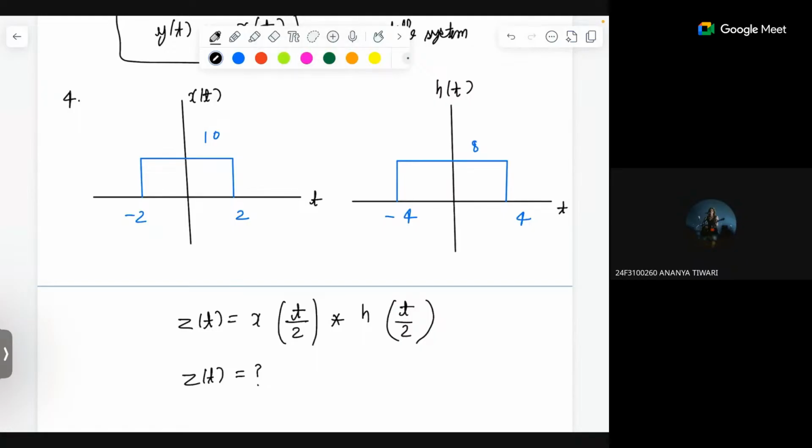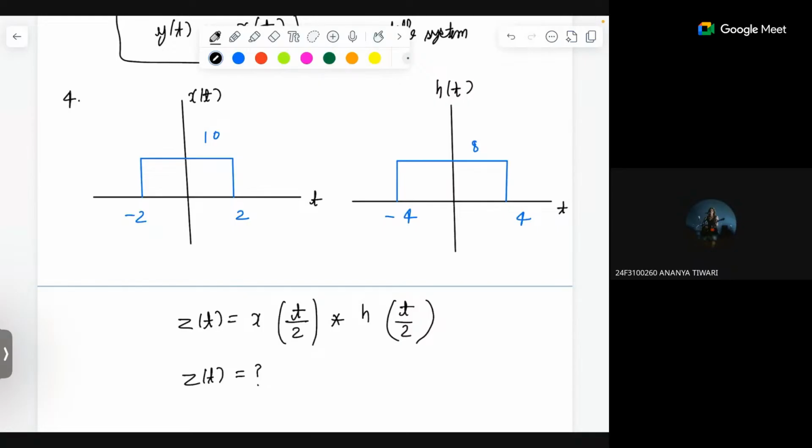Yes, ma'am. Okay, start solving. Before you start, tell me what is the width of x of t, 4, and of h of t. 8. Now, Diksha, when widths are different, do we get a triangular signal or a trapezium? Ananya, you tell me. Trapezium. Yes, we get a trapezium. So now you know we will get a trapezium.